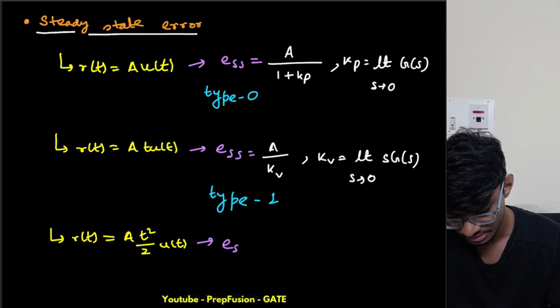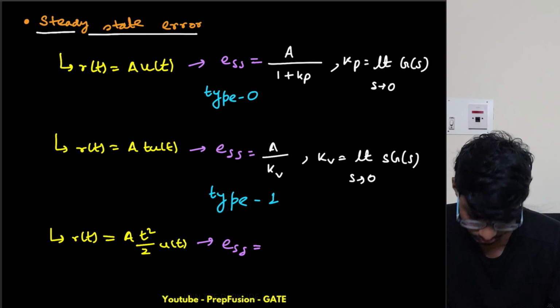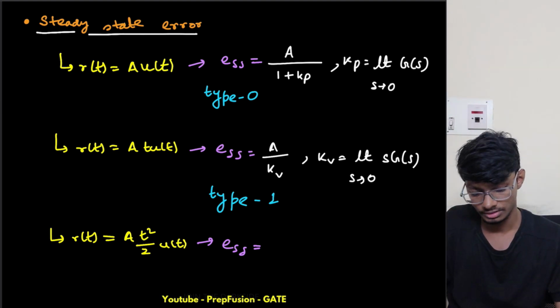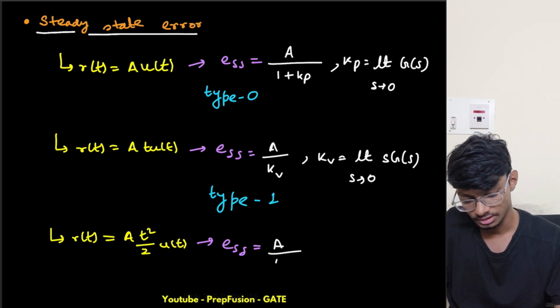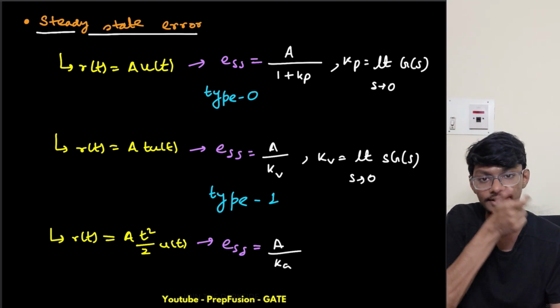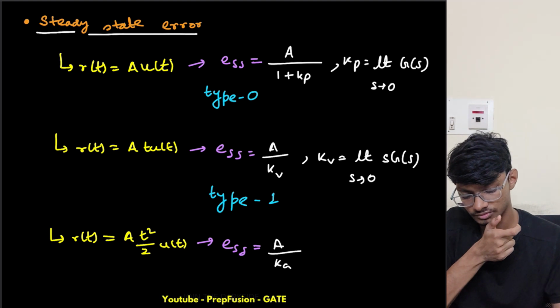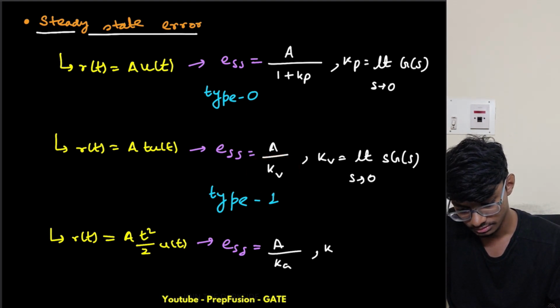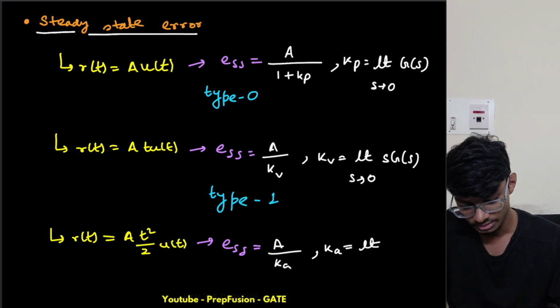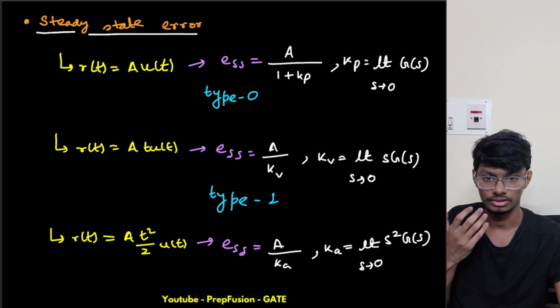And now if my steady state error equals A by Ka, so for this parabolic input my steady state error will be A by Ka. What is this called? This is called the acceleration error coefficient. This one was the velocity error coefficient, right? So my Ka is defined as limit as s tends to 0 of s squared G of s. These things I hope you remember.